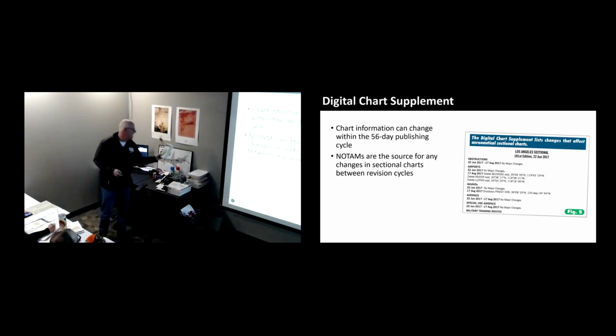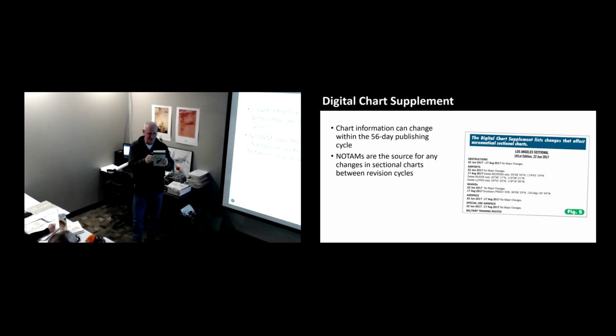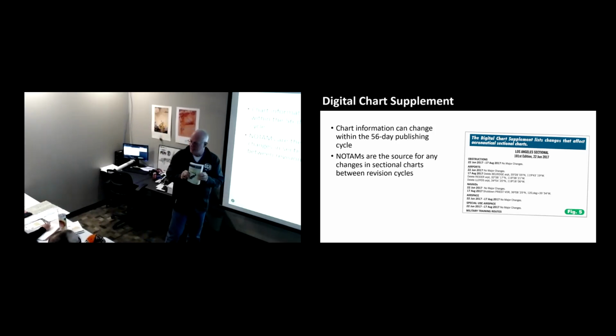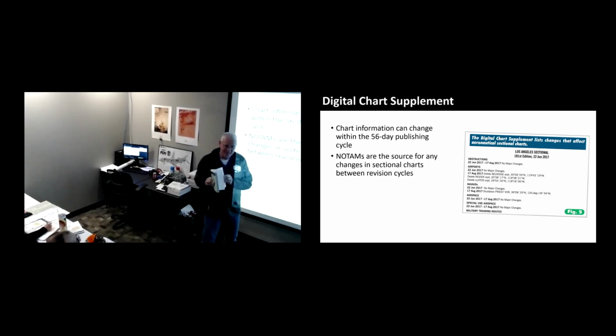The chart supplement in this form is area dependent. If you look at the front, it will show you what states that chart supplement will cover. And when you look at the front part of it, it's by state, alphabetically by town within that state.